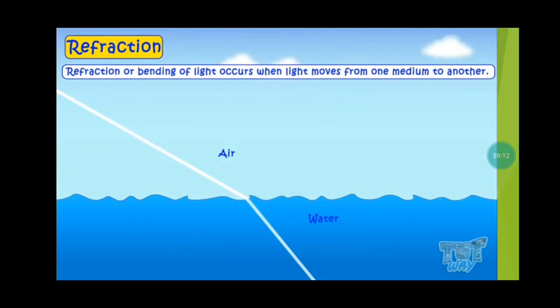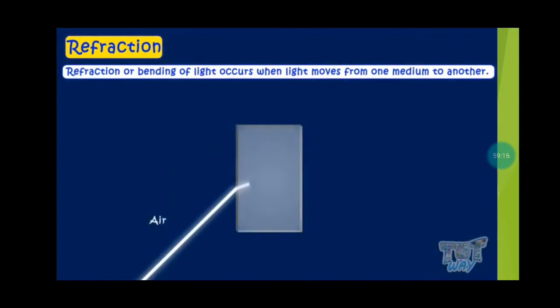Refraction or bending of light occurs when the light moves from one medium to another medium. It can be air to water. It can be water to air. It can be air to glass, or back, glass to air. Here's an example.